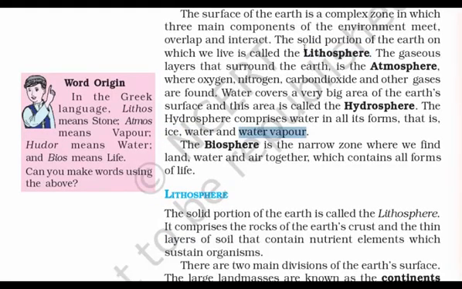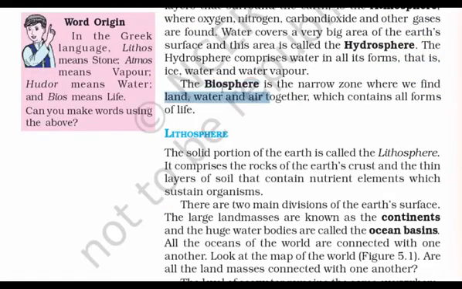Now combining all of the three forms something called biosphere. The biosphere is nothing but the combination of land, water and air, which contains all forms of life. So with this sentence, all forms of life, we mean all the living organisms that are there on planet Earth.